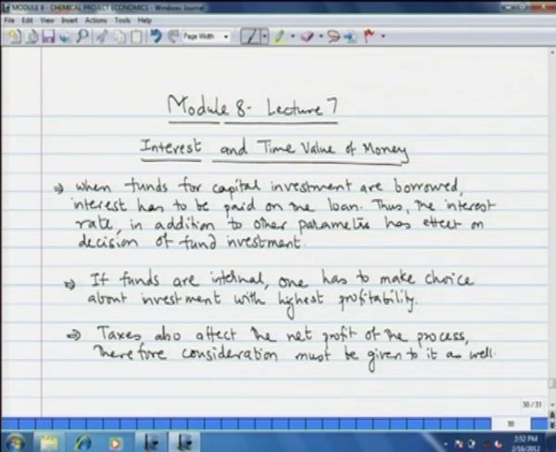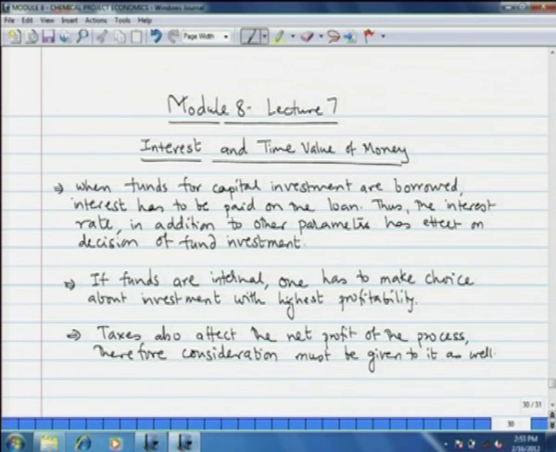Now, in this lecture, we take ahead this theme and see the concepts of interest and time value of money. In most of the cases, the funds for capital investment are borrowed and therefore, we have to pay interest on that loan. It could be in the form of equity where dividend is paid, or the loan can be borrowed from different financing institutions like HDFC, or IDBI, Industrial Development Bank of India, and then we have to pay interest on that loan or dividend on the equity. Therefore, the interest rate in addition to other parameters has effect on the decision of fund investment.